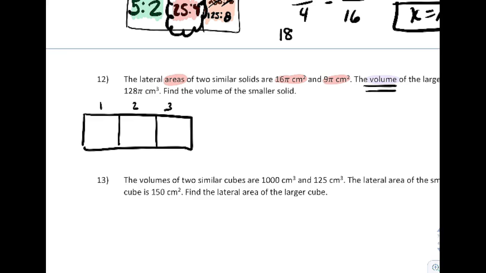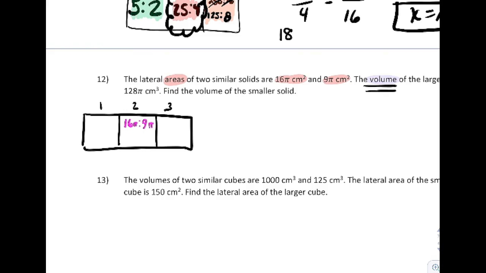In number 12, make sure to make the chart first. And when we make our chart, we notice that it says areas 16 pi and 9 pi. So the area is the second section. So 16 pi to 9 pi.